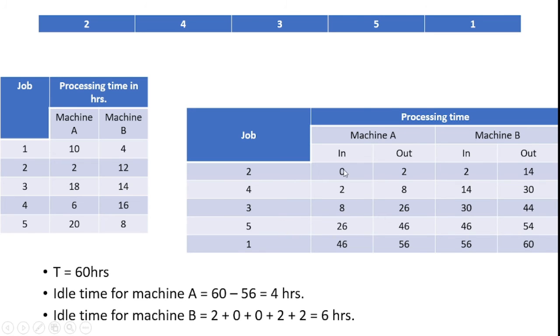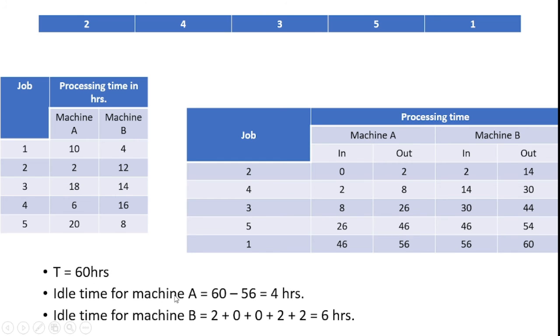So likewise we can sequence the machines and jobs. From this we can get the elapsed time of the jobs. Okay, total elapsed time is 60 hours, so the total elapsed time that is available with machine A and machine B is 60 hours.